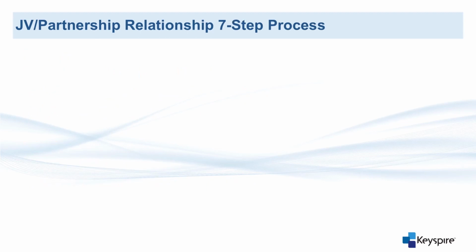All right, here's our 7-step process. If you want to initiate or build or create a JV partnership relationship, whether it's today, 6 months from now, or at some point in the future, these are the 7 steps that you're going to go through to find, to create, to nurture that relationship, and to continue to generate profits in real estate ongoing.